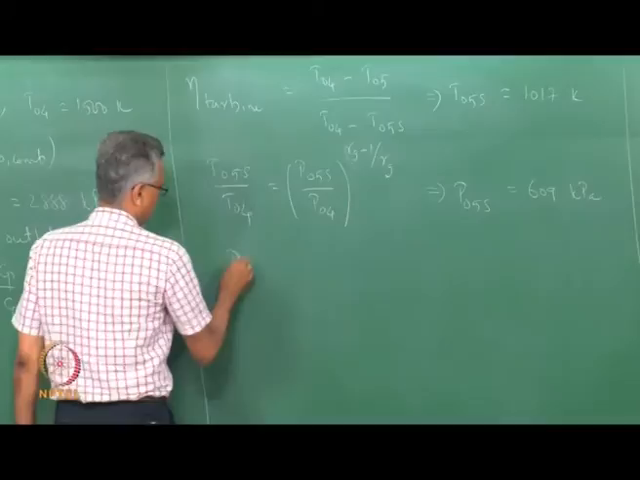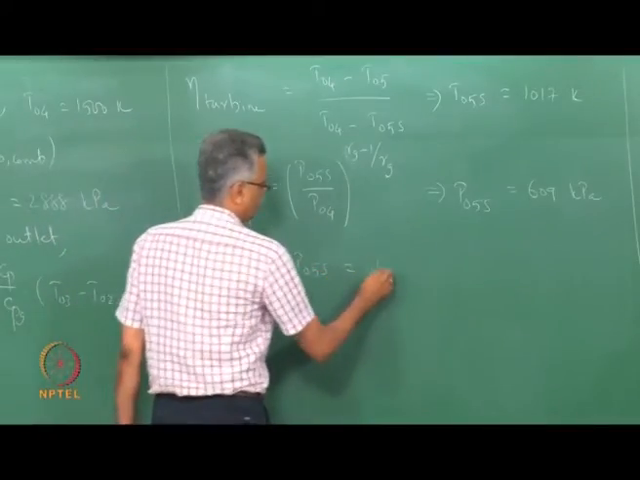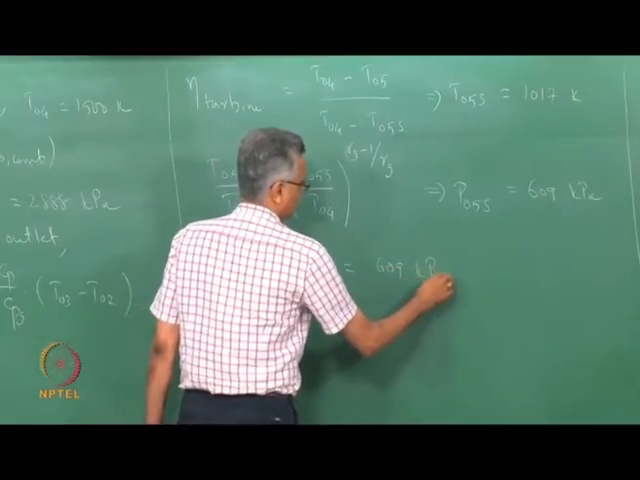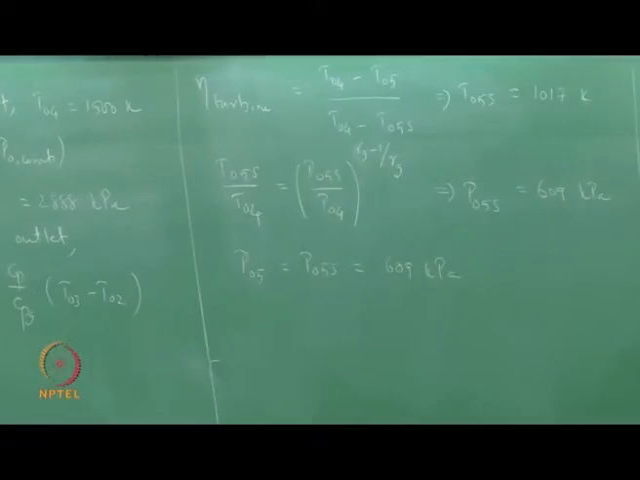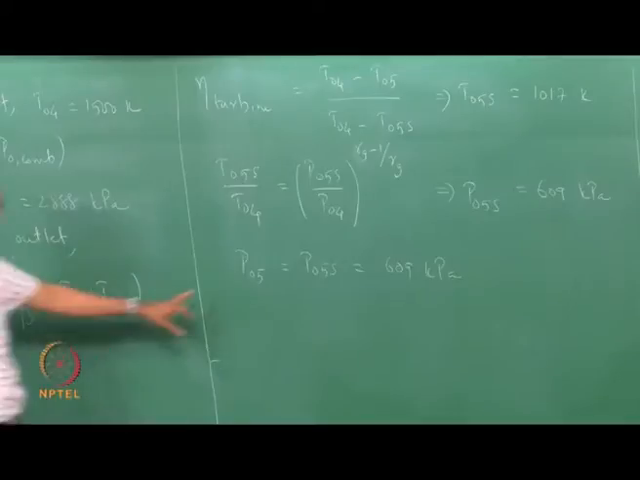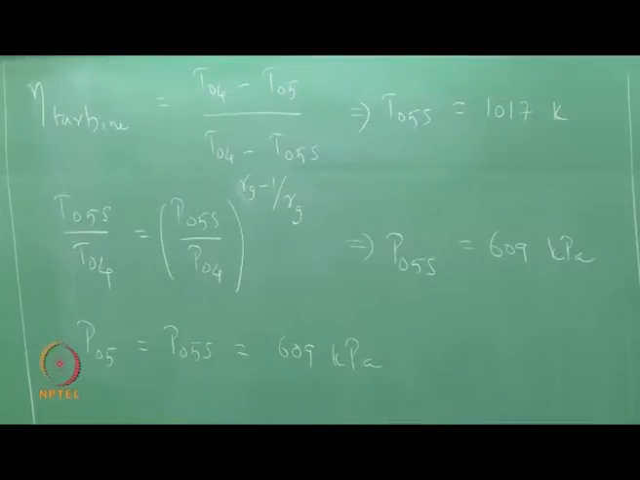And you know that P05 is equal to P05S. So, this is going to be equal to 609 kilopascal. So, we have T05 and P05. Okay. Both 05 and 05s lie on the same isobar based on our definition of the isentropic efficiency for the turbine. Okay. So, that is the high pressure turbine. We now go to the low pressure turbine.